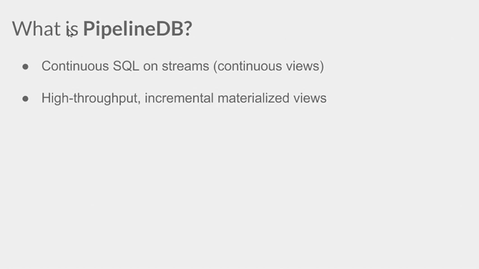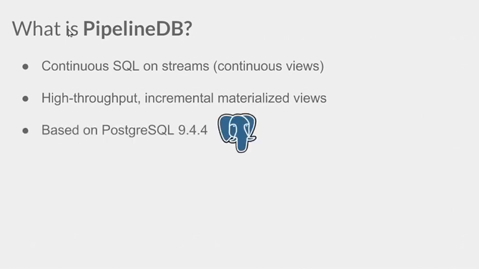The fundamental difference between a continuous view and a materialized view is that a continuous view actually doesn't store the underlying data that it needs to build itself. So that's one of the fundamental design principles of PipelineDB that you'll learn more about in this talk.